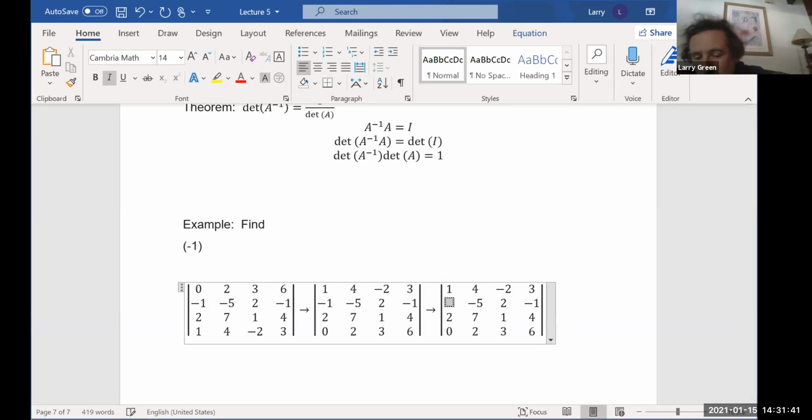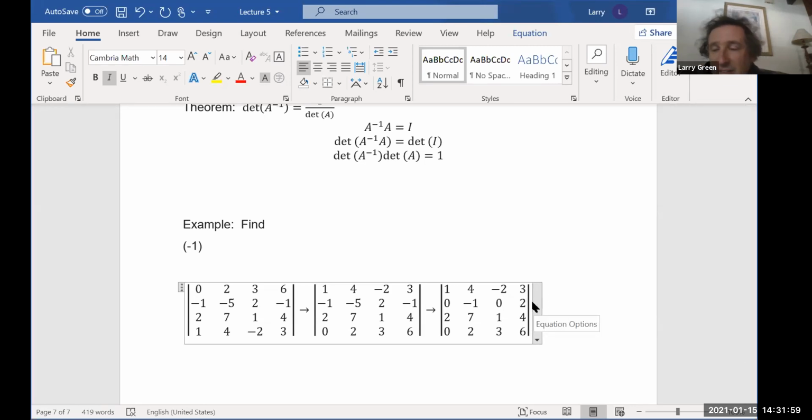So that -1 becomes a 0. That -5 becomes a -1. This 2 becomes a 0. And this -1 becomes a 2. Any questions on that?